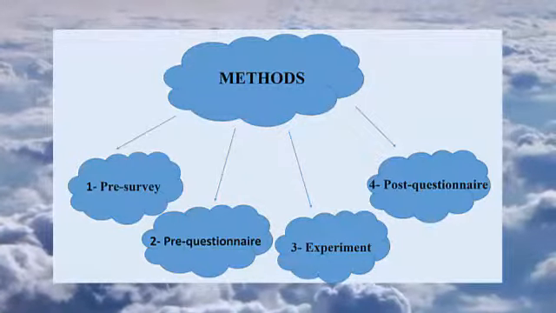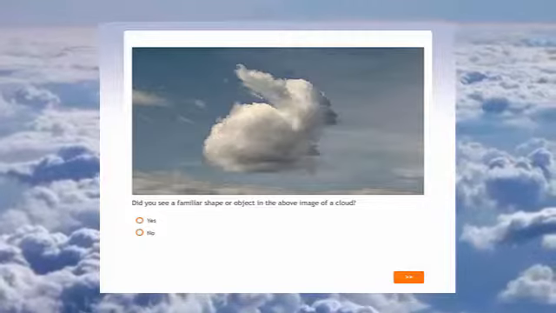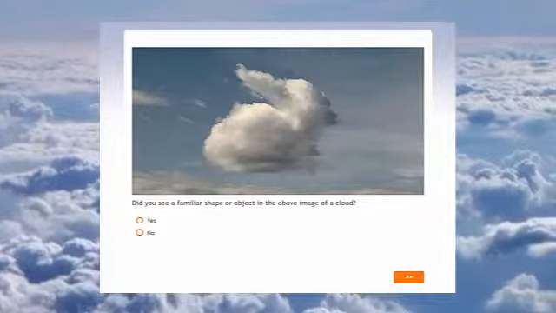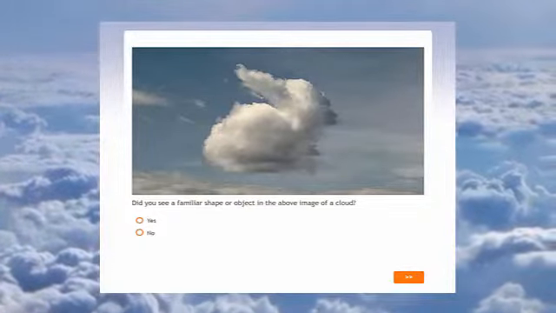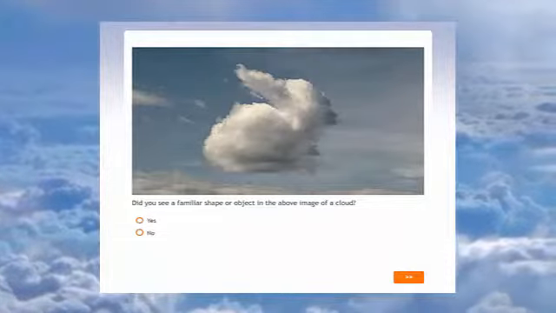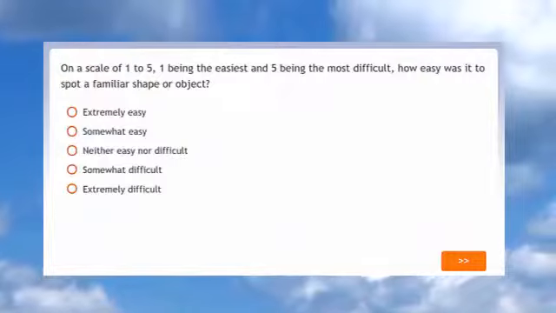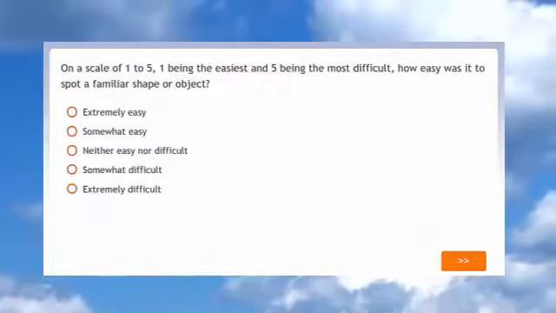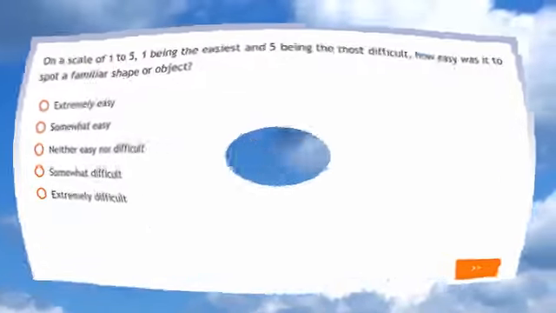Our experiment consisted of 4 different stages. The pre-experiment survey was an online UF Qualtrics survey, where participants were shown 21 pictures of clouds and asked whether they saw a familiar shape or not, and if they did, what it was. The participants were also asked to indicate how easily they could recognize the shape on a scale of 1 to 5, 1 being the easiest. We divided the 21 images into 3 groups, based on their average difficulty score across all participants. The 3 groups were labeled easy, medium and difficult.